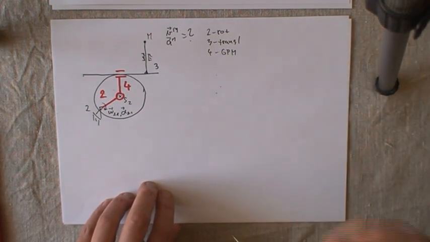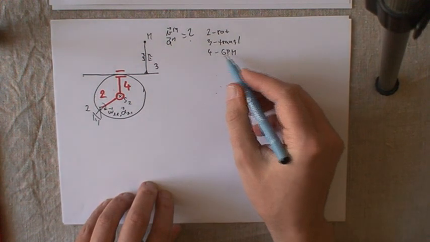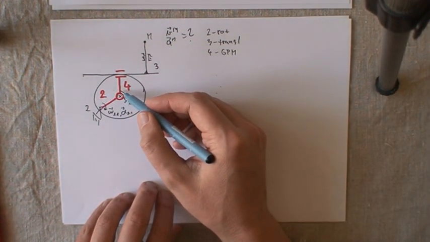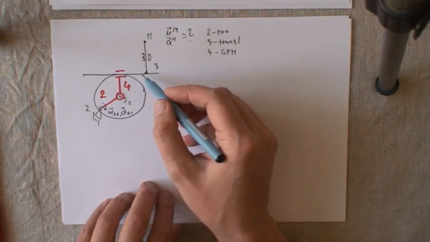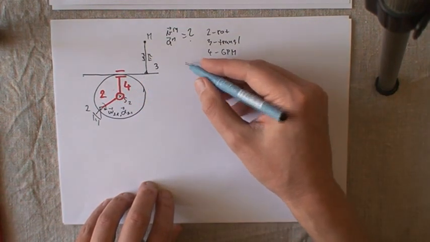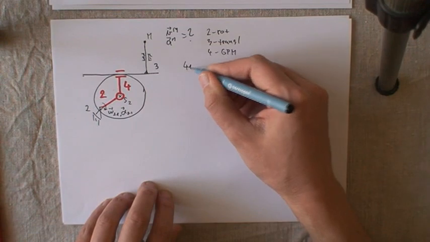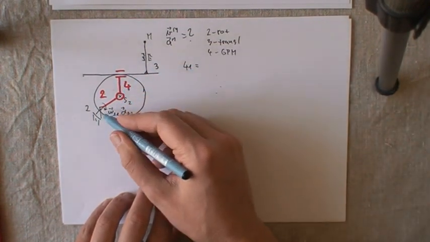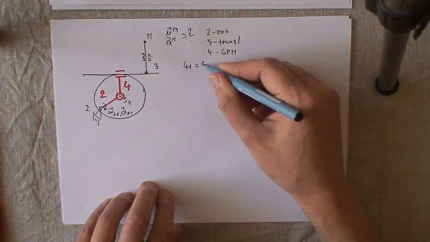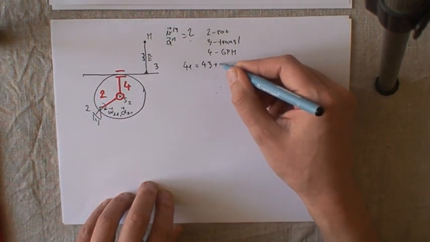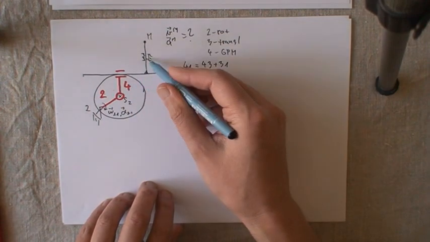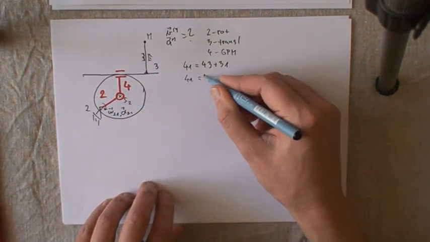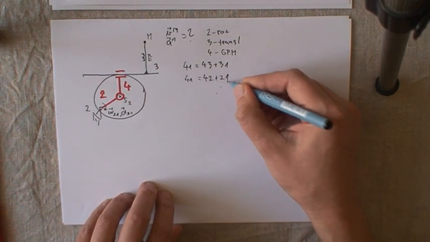And we can write down the symbolic equation for body number 4 because it's not connected directly to the frame, so we will use the combined motion approach. So the symbolic equations will be: 4 1 is, we can go to the frame through 3 or through 2. So that would be 4 3 plus 3 1 this way, or through number 2, 4 2 plus 2 1.